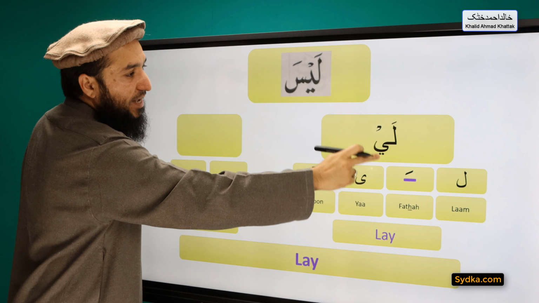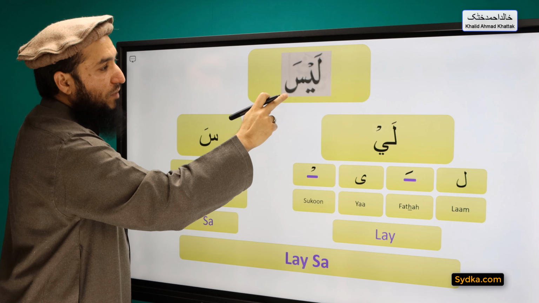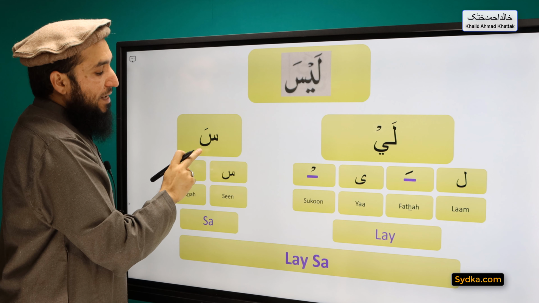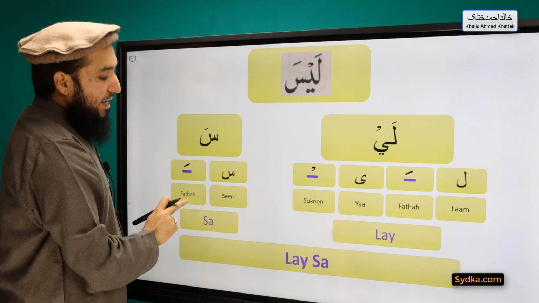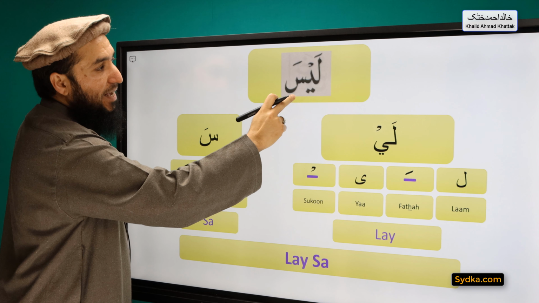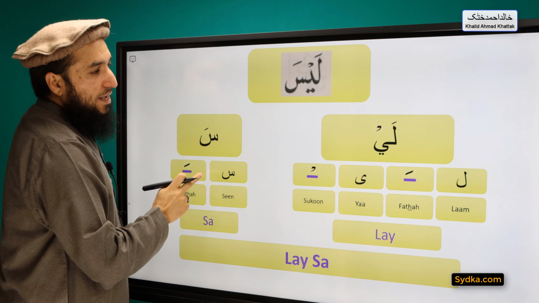The second syllable we have is sin fatha, sa. Sin is a light letter. It has fatha on top of it, and it will be prolonged for 1 count. Sin fatha sa. Combining these 2 syllables, we have laysa, laysa, laysa.